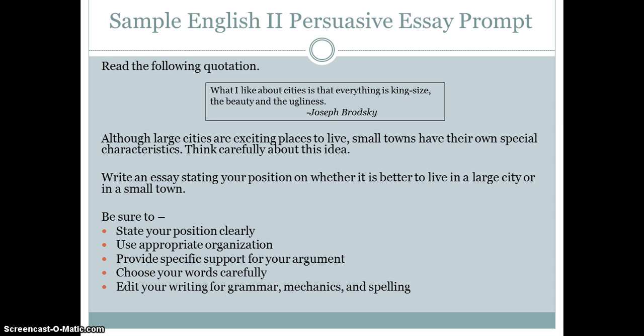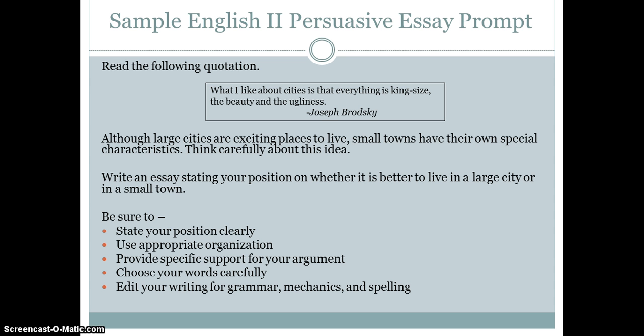This prompt says, read the following quotation. What I like about cities is that everything is king size, the beauty and the ugliness. Although large cities are exciting places to live, small towns have their own special characteristics. Think carefully about this idea. Write an essay stating your position on whether it is better to live in a large city or in a small town. Be sure to state your position clearly, use appropriate organization, provide specific support for your argument, choose your words carefully, edit your writing for grammar, mechanics, and spelling.